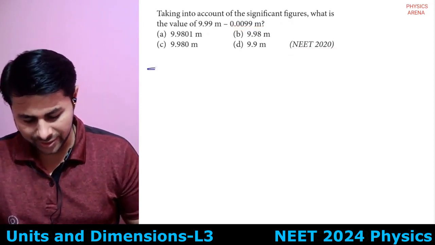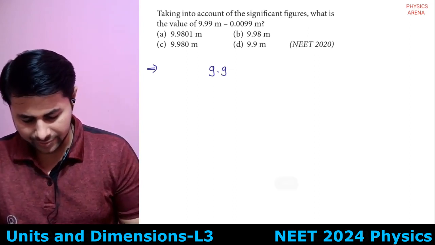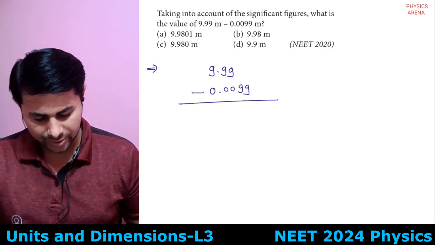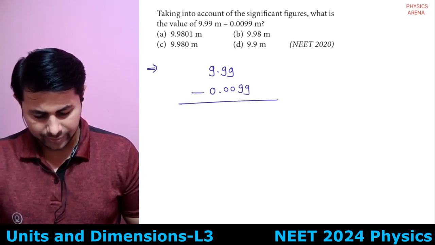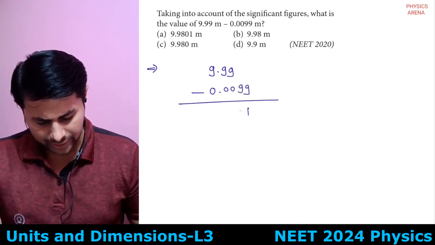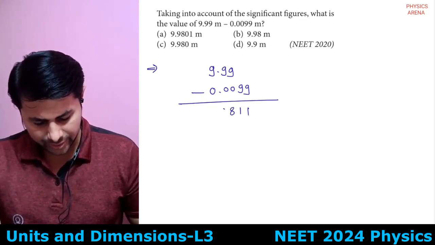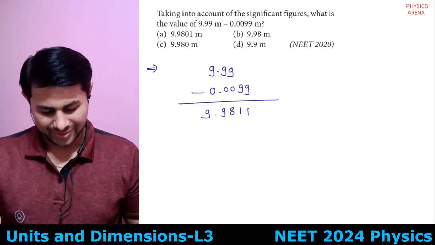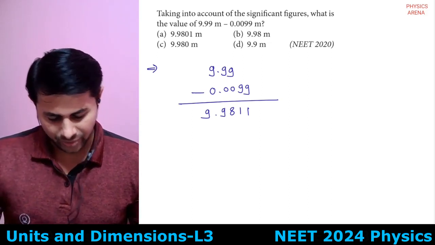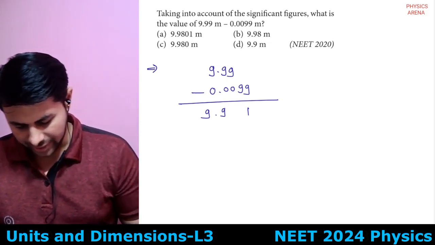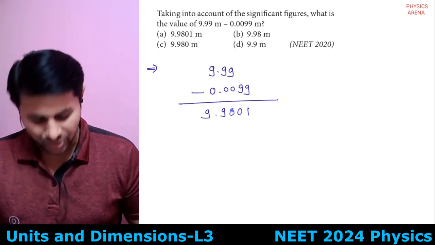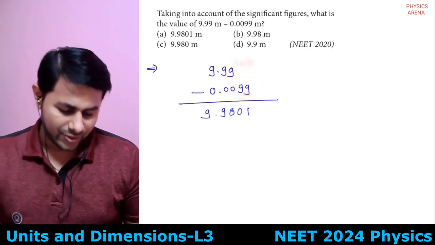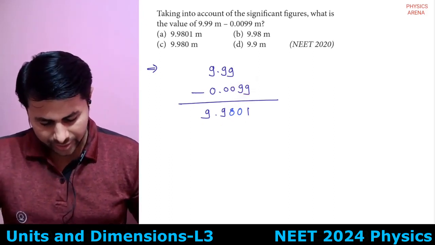So let's do the subtraction. I have 9.99 and I have to subtract 0.0099 from that. So what will be the result? 9.9801, I think. Yeah, it will be 98. Oh, yeah, this is 99. So I will take 1 from here. It will be 100 minus 99, so 01. Right. So I got this.